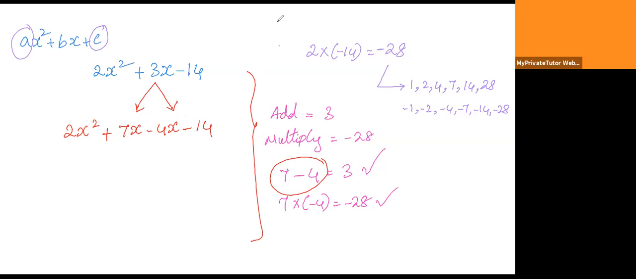Then we need to separate group-wise. These two are one group, and these two are another group. What is the common factor in these two terms? Take out the common factor, which is x. If you take x out, we'll get 2x plus 7, guys. And then please take this forward. In these two terms, what is the common factor? Minus 2 is a common factor. If we take minus 2 out, we'll get 2x plus 7.